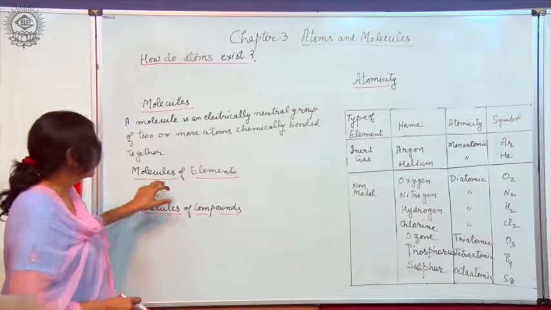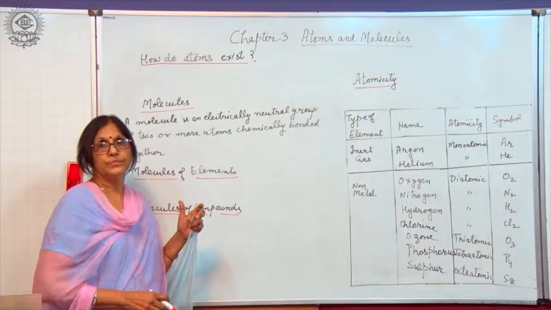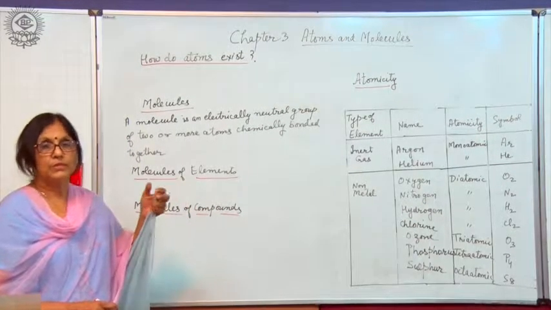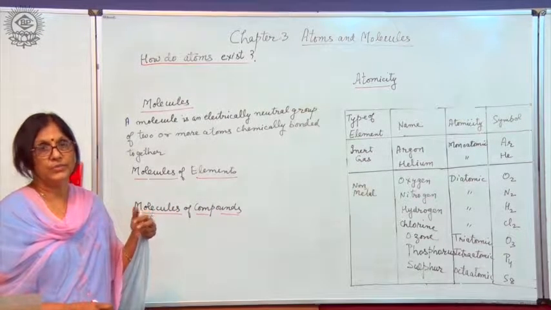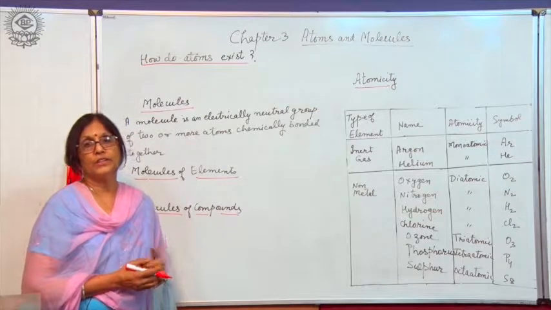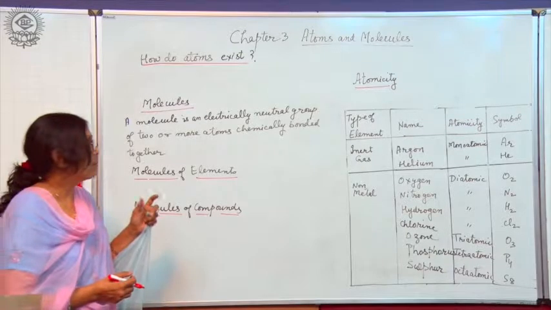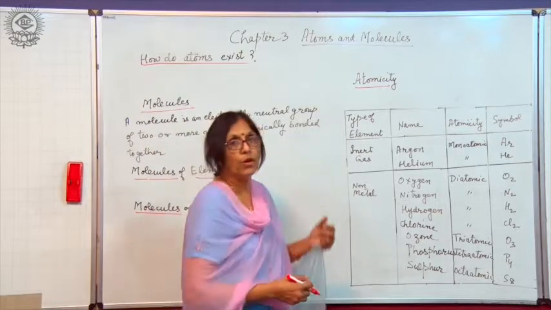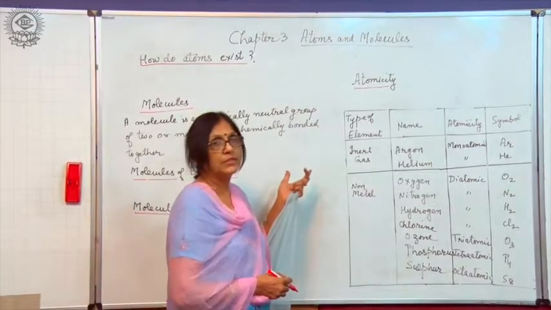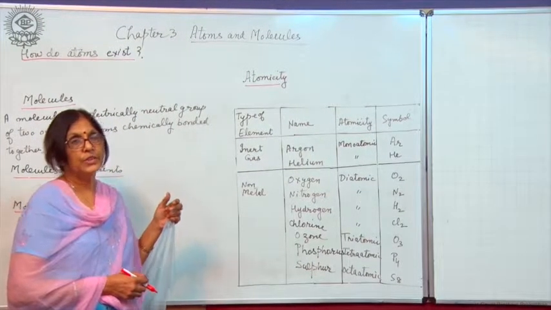So, now let us see the molecules of elements. Some of the molecules contain 2 atoms, some contain 3 atoms, like for example oxygen. Oxygen does not exist as an oxygen atom, it exists as an O2 molecule. The number of atoms present in a molecule is called atomicity. So, let us now discuss what atomicity is and how the atomicity changes in different elements.